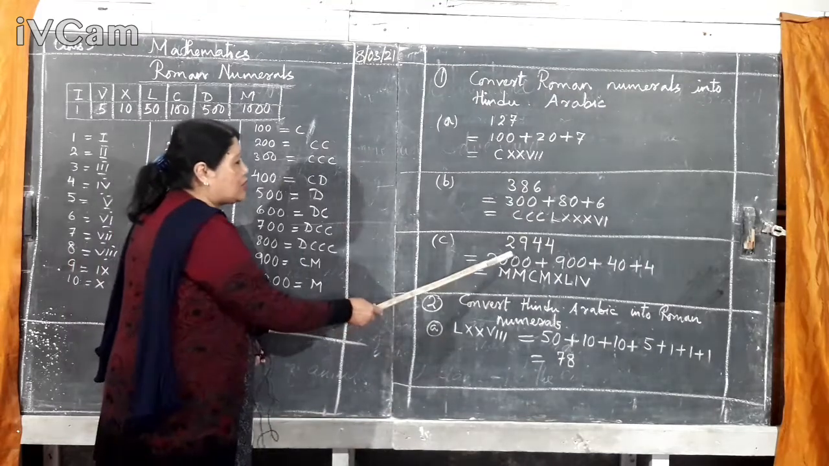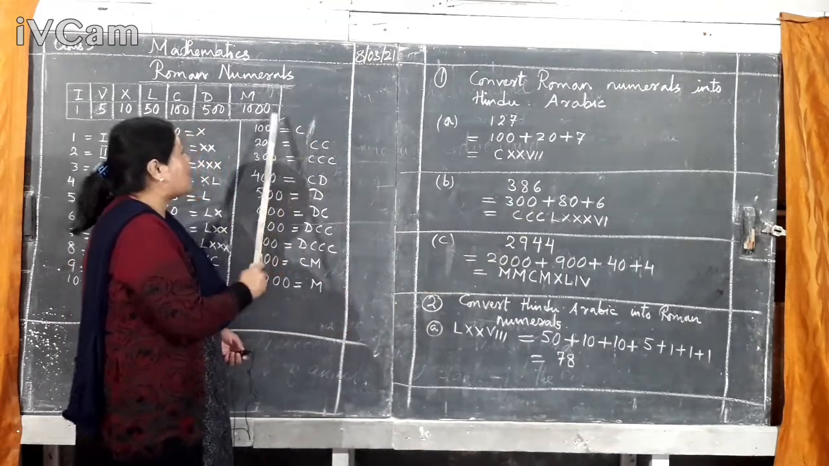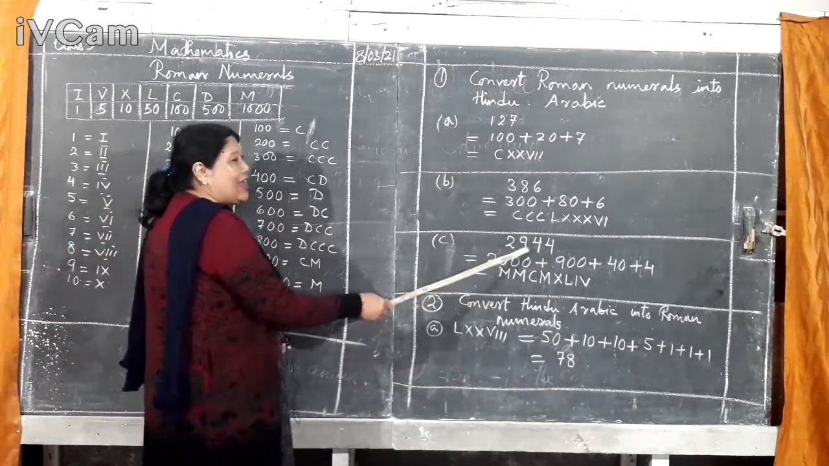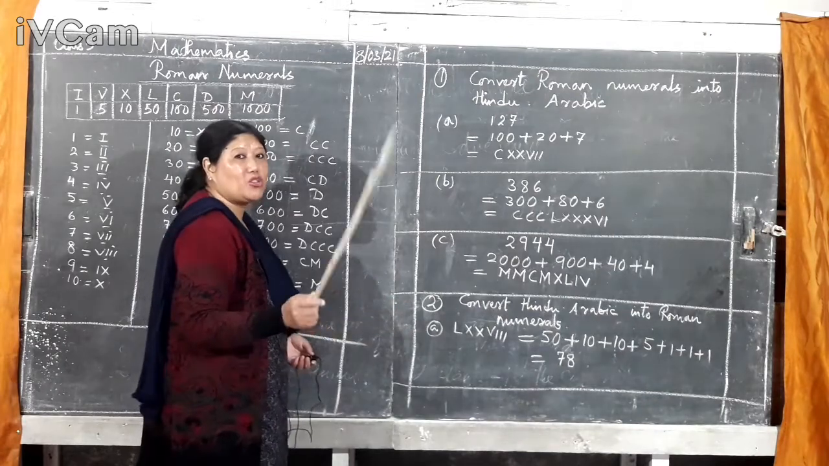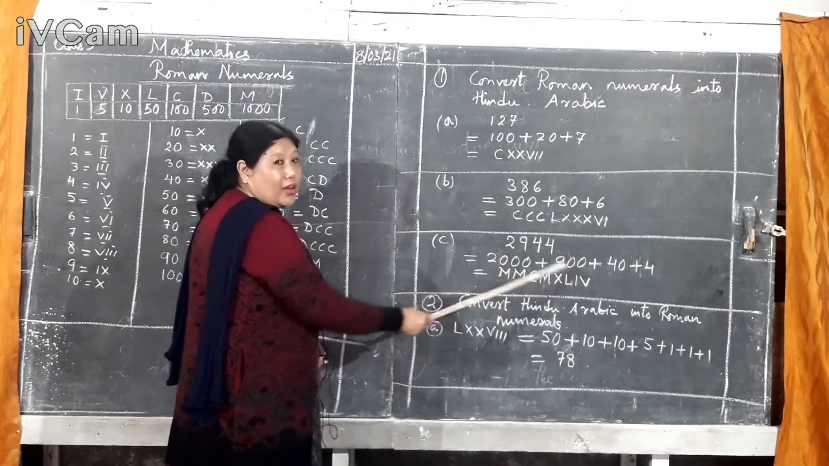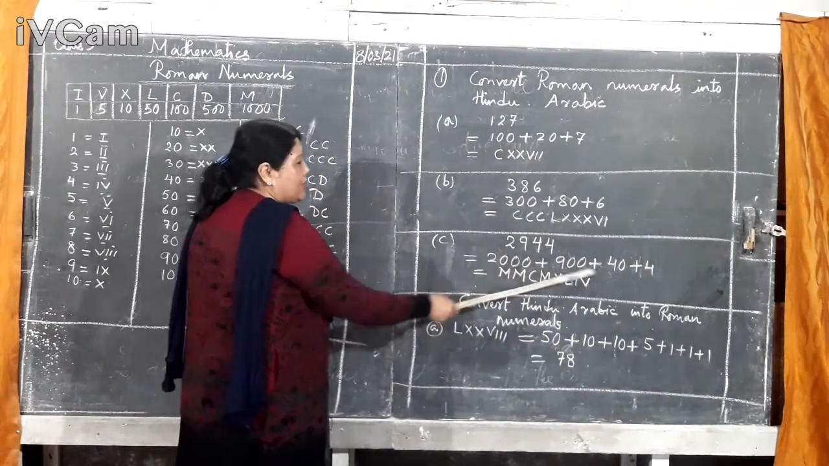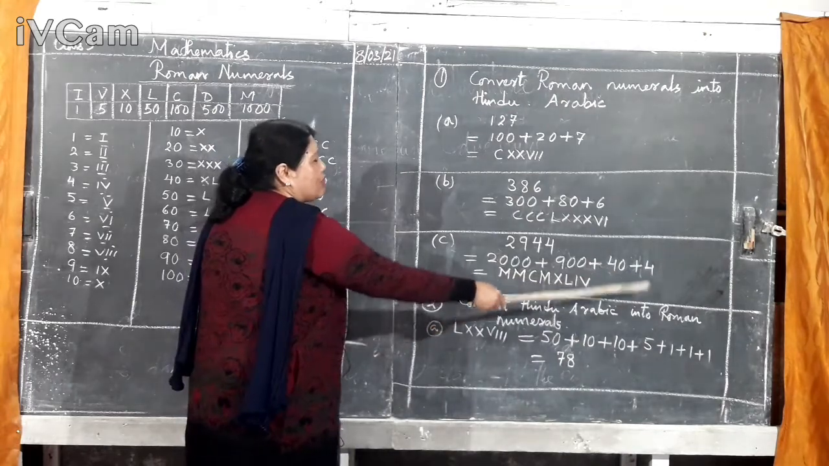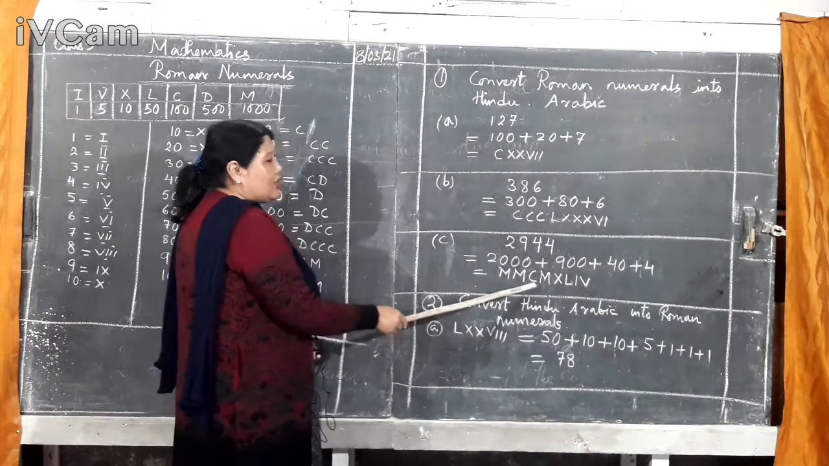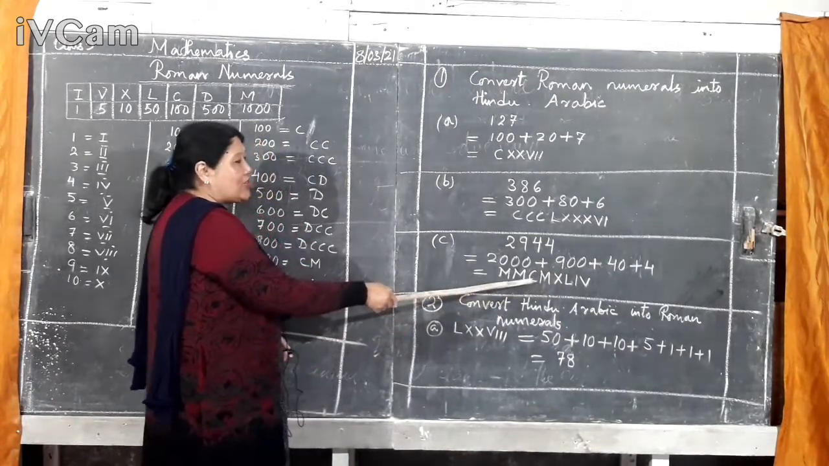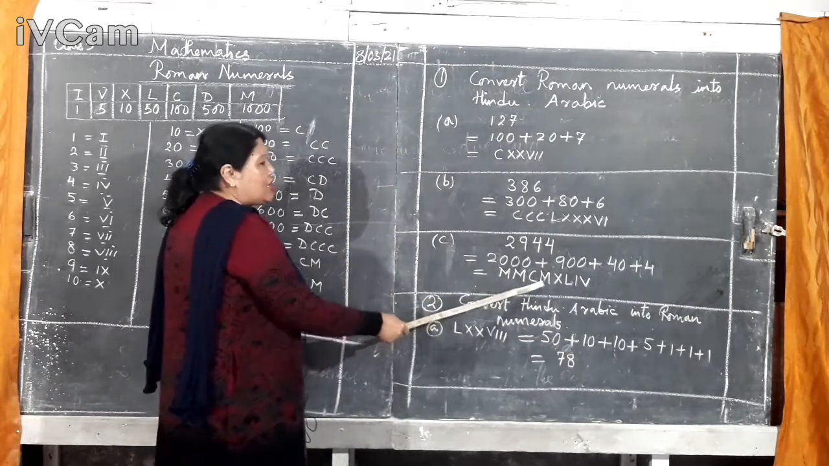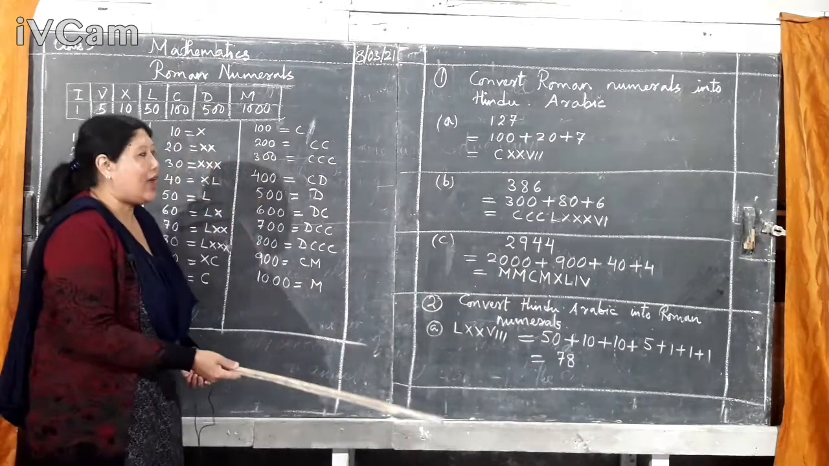Then this one, 2944. 2000. I have told you M means 1000. So if you write M 2 times, it will be 2000. Okay. Then 900. To know 900, what should you know? 1000. First you write it in expanded form: 2000 plus 900 plus 40 plus 4. Then 2000 means MM. Then 900 means, first you should know M means 1000, and for subtraction you write C first. So 1000 minus 100 will be 900.